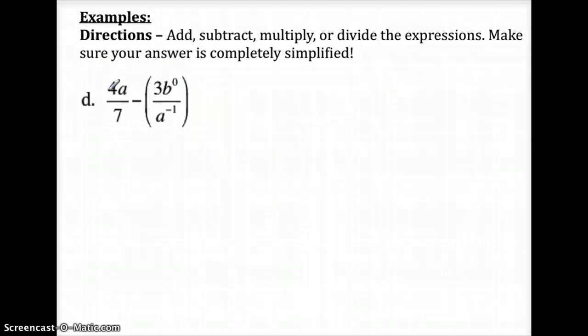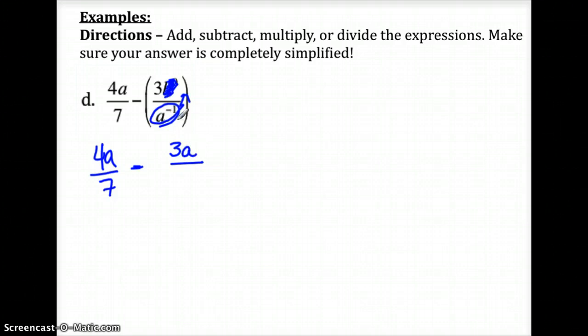Now let's look at this guy. Again, that first term, there's nothing I can do. I'm subtracting. Let's see, in the second term, b to the 0, scribble it out. Move a to the top. So I would have 3a on top. Nothing on the bottom, so fill it with a 1.